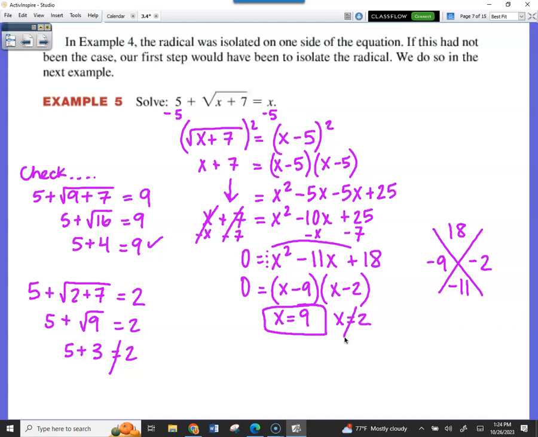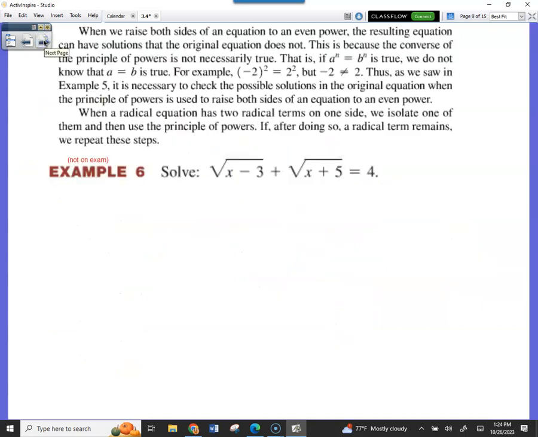Does anyone have any questions on this slide? No, let's finish. Go to the next slide. Now, here's where some of you are going to throw your shoe at me. This isn't on the exam. It says not on exam, so I don't have to pay attention.